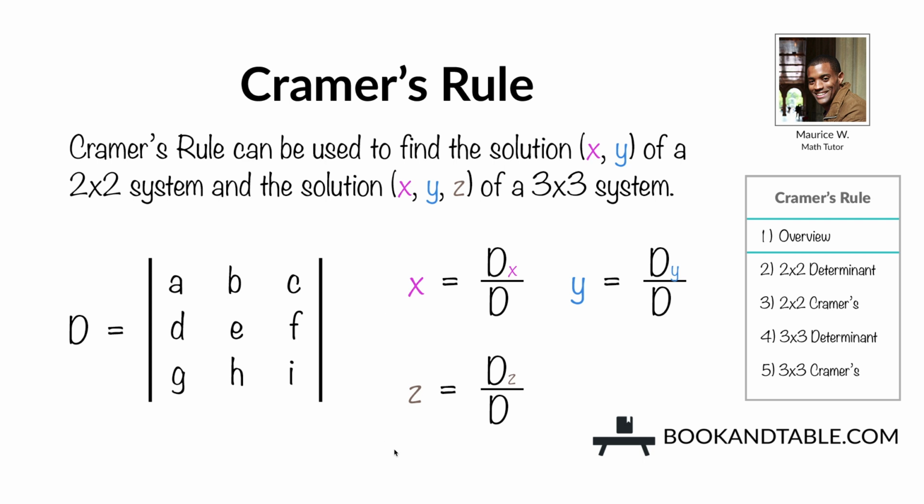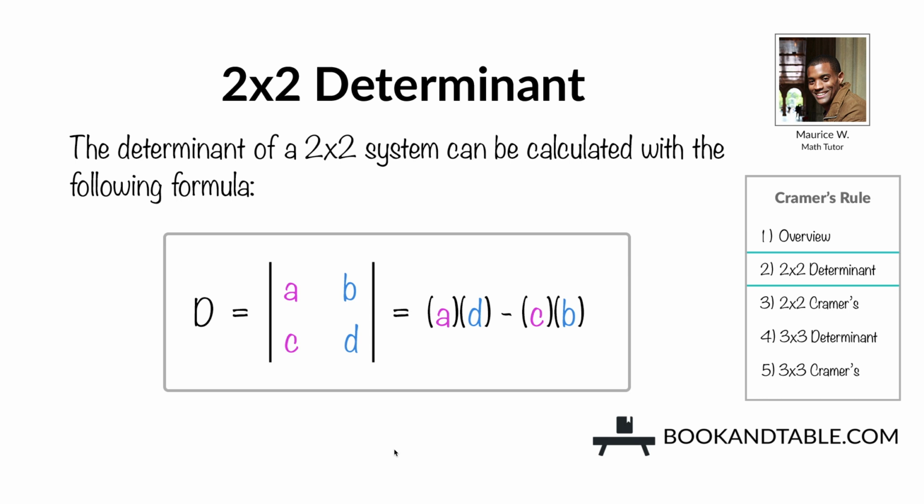So let's now move on to discussing 2x2 determinants. The determinant of a 2x2 system can be calculated with the following formula. So the determinant D is equal to, we have our coefficient matrix between our two vertical lines. And the formula is we take the number that is in the first row, column 1, and we multiply it times the number diagonally down to the right here. So we would be multiplying A times D.